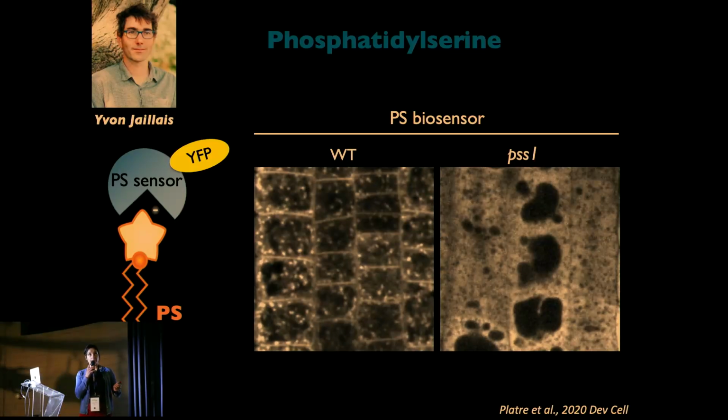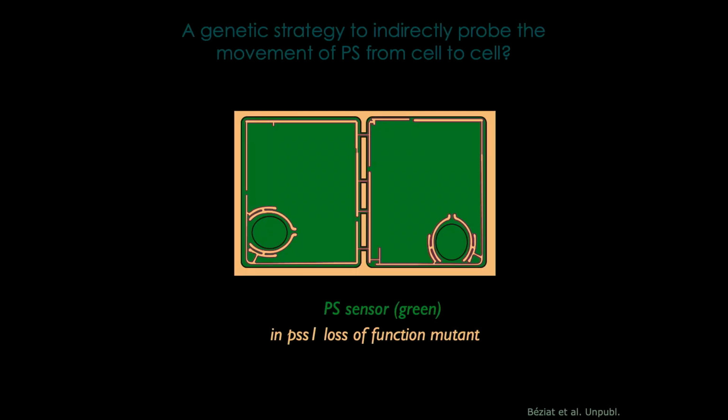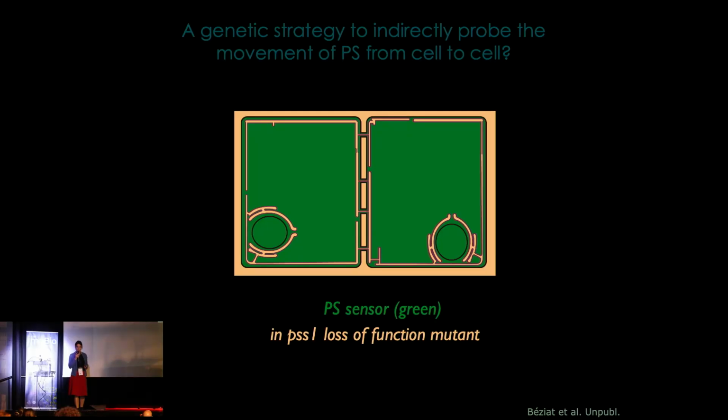So in the wild type background, the sensor goes to membranes because those membranes have PS. Now, if you stop PS synthesis, you have no PS in the membranes anymore, and the sensor is cytosolic. And so we thought we would combine those two to design a genetic strategy to indirectly probe PS movement from cell to cell. If we express the PS sensor within the loss-of-function mutant that does not produce PS, the sensor is cytosolic. No PS in the membranes, so the sensor stays in the cytosol.